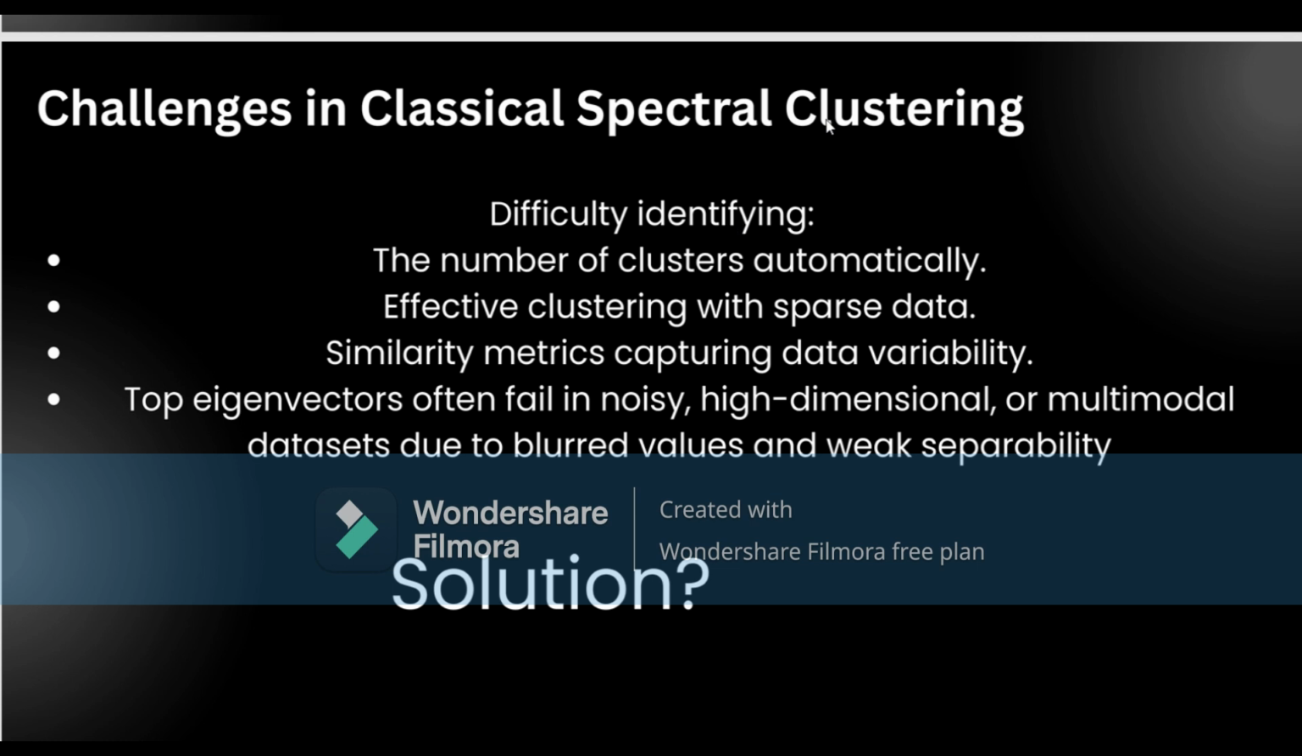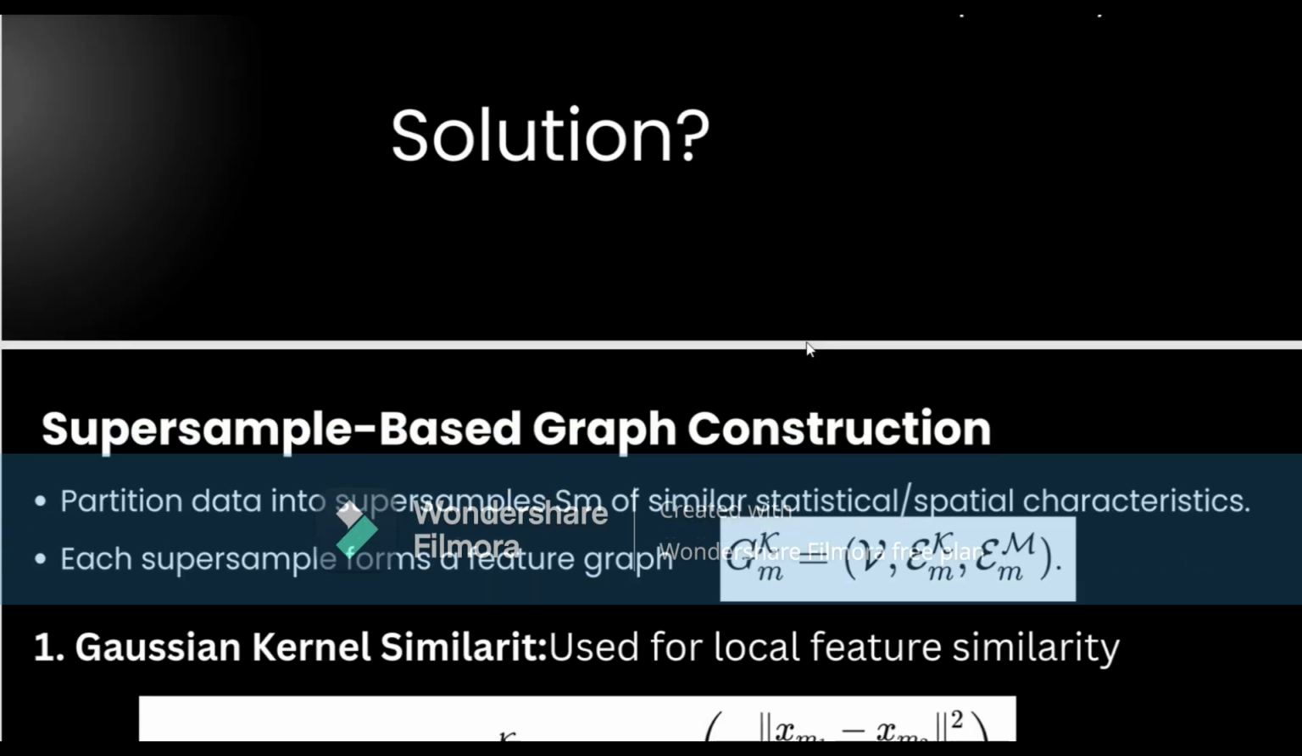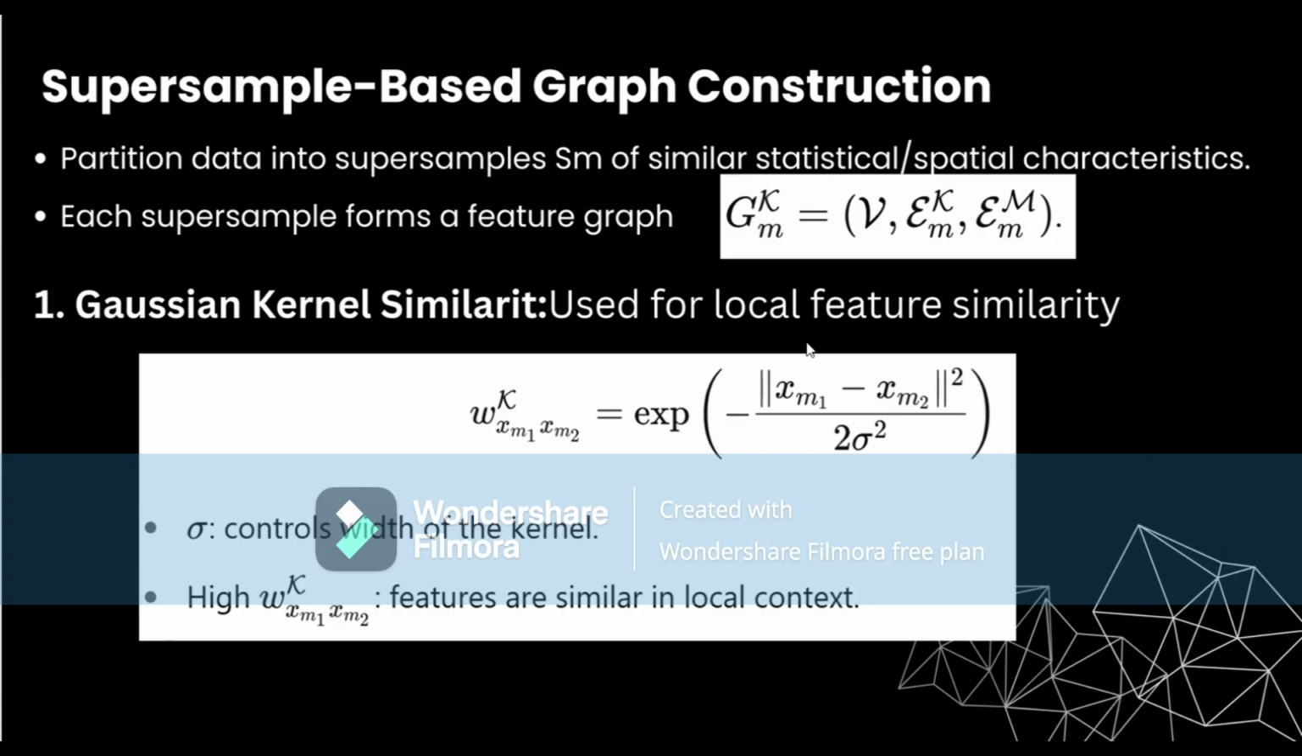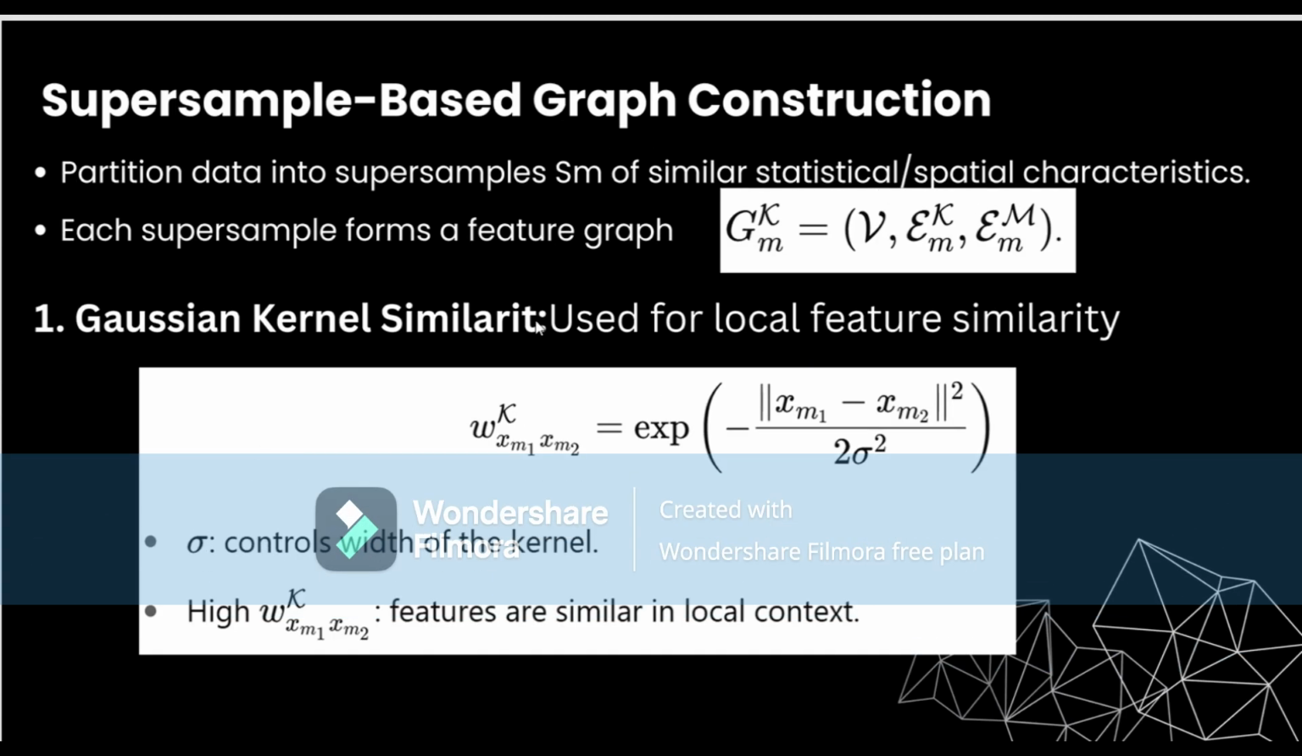We have some challenges with spectral clustering. We have difficulty in identifying the number of clusters automatically, difficulty in effective clustering with sparse data, and difficulty in identifying similarity metrics capturing data variability. Top eigenvectors often fail in noisy and high dimensional multimodal data. What's the solution? We have a solution discussed in this paper, a super sample based graph solution.